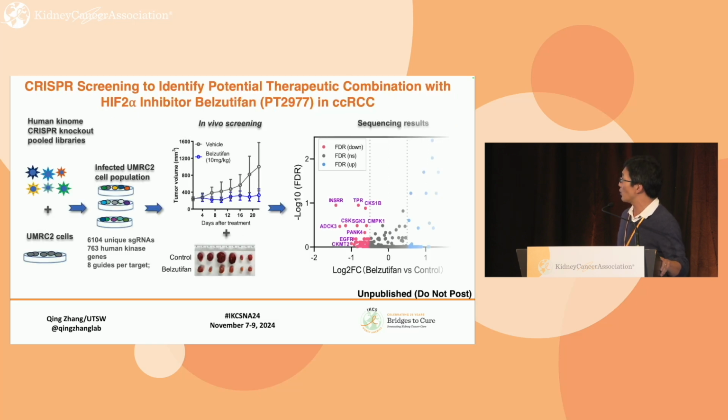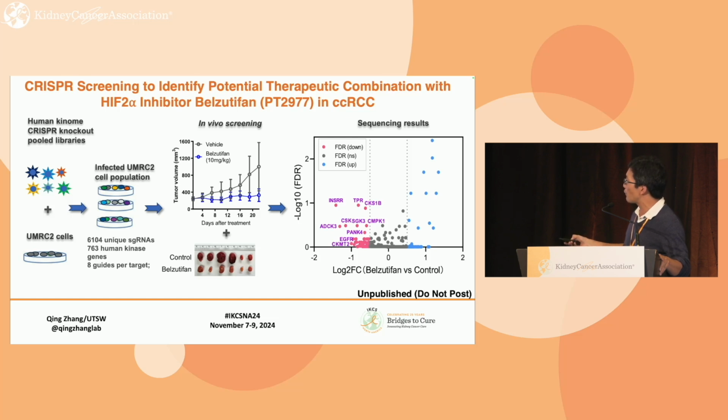The other one is where we look at the intrinsic perspective, whether some cell lines, especially 50% of RCC lines, have intrinsic resistance toward the HIF-2 alpha inhibitor belzutifan treatments. In this case, we employ our CRISPR-based approach, where we took UMRC2, which has intrinsic resistance. We infect with the human kinome CRISPR library, and then inject those infected cells in vivo into mice. We treat them with belzutifan or vehicle control. Eventually, we obtain those tumors and perform deep sequencing.